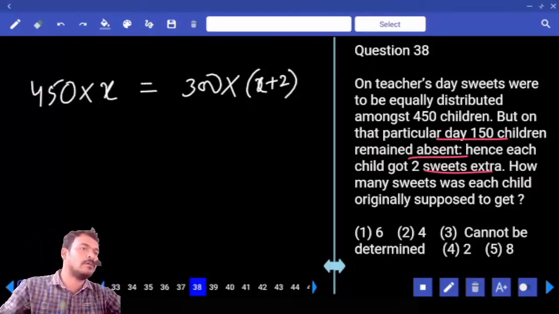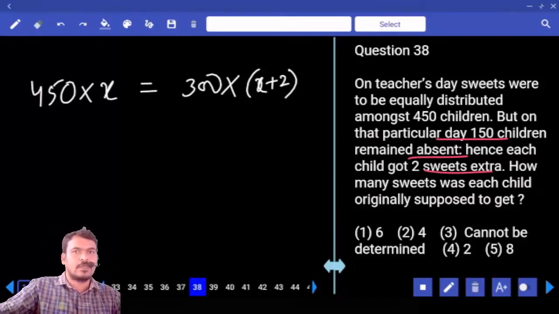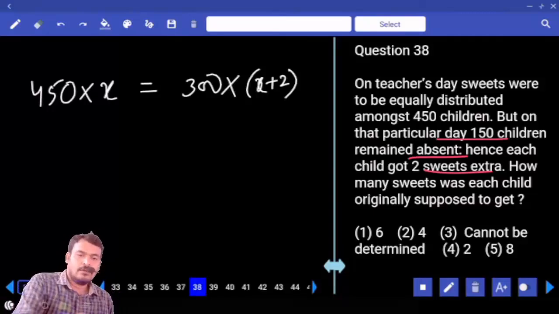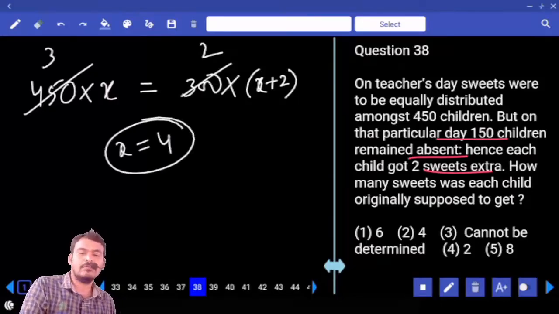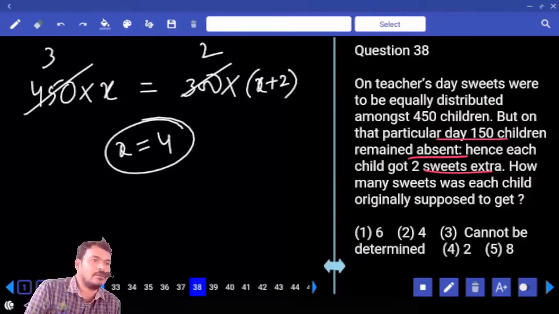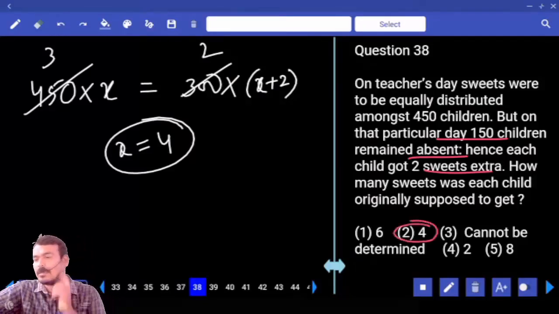Equal or different? Equal totals. 450X equals 300 times X plus 2, so 150 times X equals 2 times 300. The difference between 450X and 300X is 150X. 2 times 2 is 4, so the X value is 4. X is nothing but what each one was initially getting. How many sweets? 4. Chocolates or sweets? Sweets.